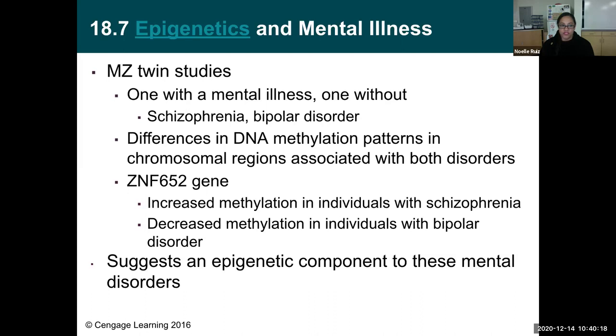And they've discovered a gene, ZNF652, where if that gene has an increased methylation pattern, it's likely that the individual has schizophrenia. If it has a decreased methylation pattern, it's likely that the individual has bipolar disorder. So this suggests an epigenetic component to these mental disorders.